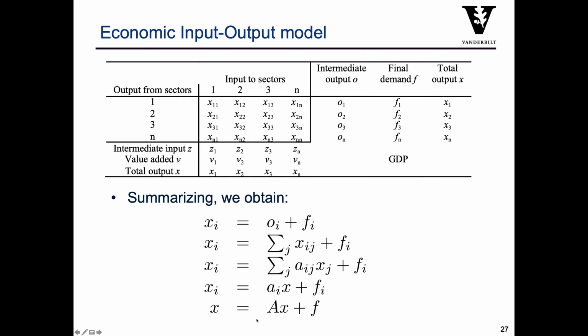So the vector x is now equal to the matrix A times the vector x plus the final demand vector f, which has elements in it, f1, f2, f3, all the way up to fn. Okay, so this gives us a system of equations. There's no unknowns in the economic input-output data yet. We have x, which was in dollars of total demand, is equal to the intermediate output of all the sectors plus the final demand of all the sectors.